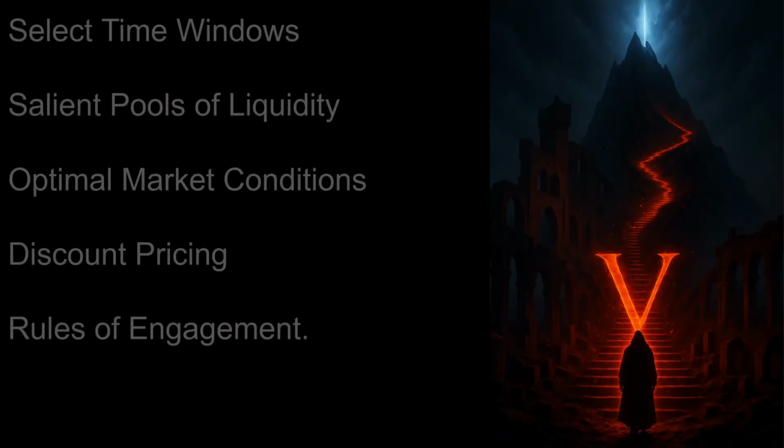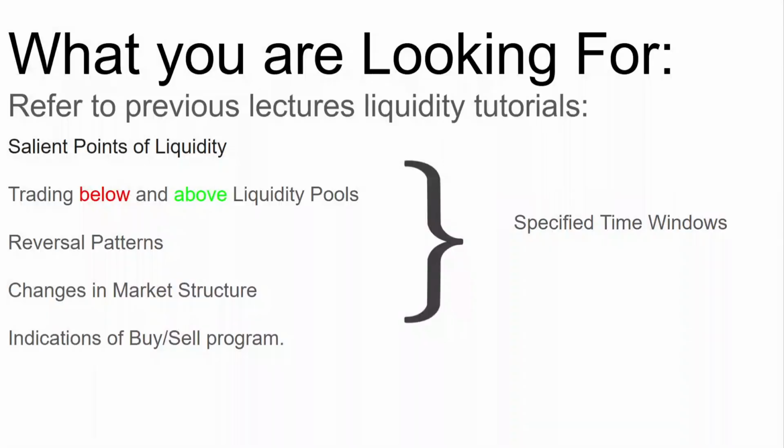So we'll be covering select time windows, salient pools of liquidity, optimal market conditions, discount pricing, and then finally our rules of engagement. A lot of these things have been covered in our previous lectures, like salient pools of liquidity. We covered that in lecture 1 and 3. Trading below and above liquidity pools, we covered that in lecture 3, and we'll talk about this a bit more. Reversal patterns, we talked about that also. Changes in market structure, we've also talked about that, and then indication of a buy or sell program. We'll be going through this a little bit more.